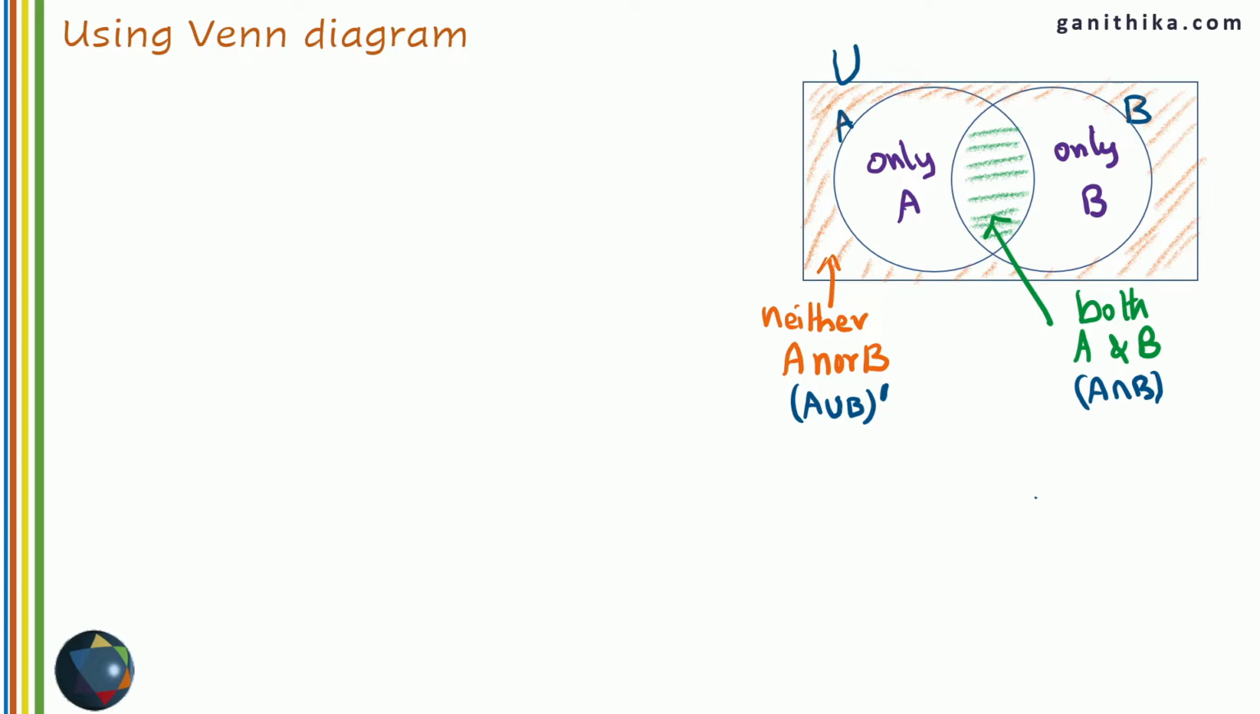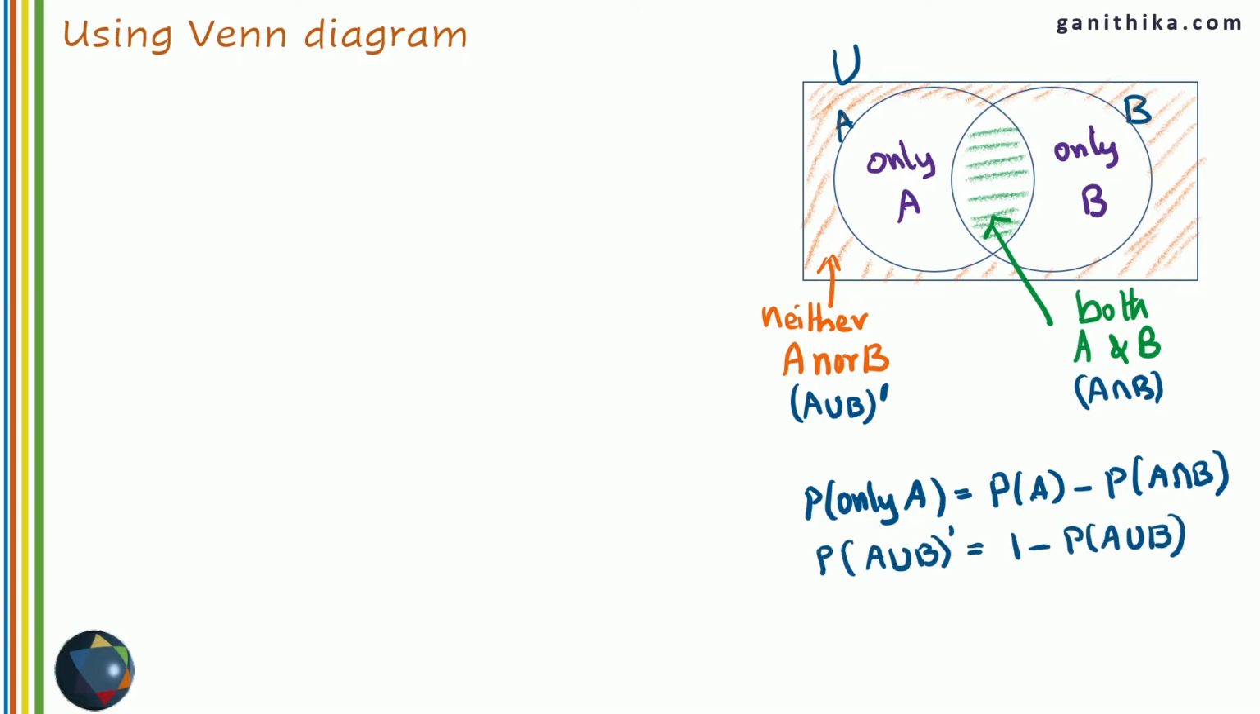And the next thing is how to find the probability of certain things. How do you find the probability of only A, which is A minus A intersection B? Therefore, it is P of A minus P of A intersection B. Next is how will you find P of A union B complement? The whole set, universal set, minus A union B. Therefore, the probability of the universal set is 1. 1 minus probability of A union B will be the probability of A union B complement. These are the things again you need to note before we proceed further with an example.